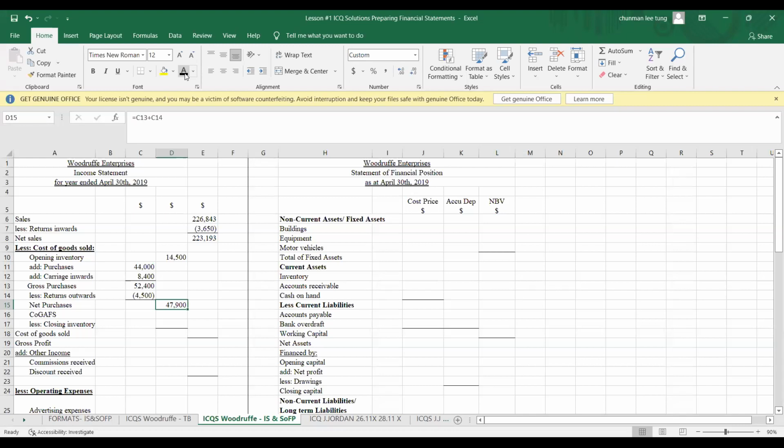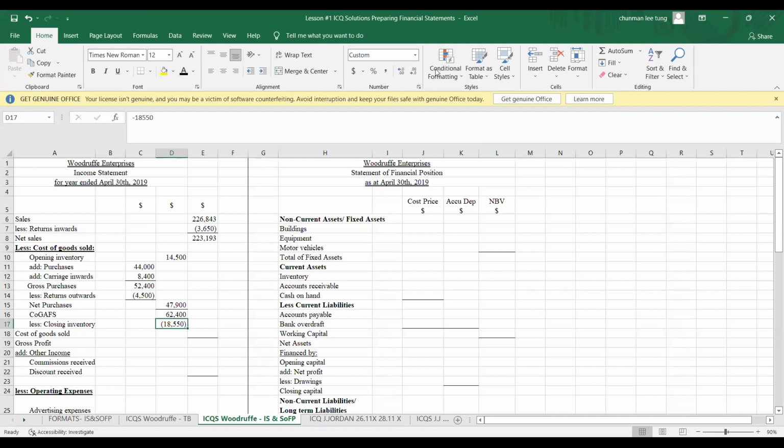So how do we get our cost of goods for sale figure? We need to add the 14,500 and the 47,900. And we should get 62,400. Now, we left our closing stock. How did I know my closing stock figure was 18,550? Well, going back to the question, this will not be in the trial balance. We said closing stock will be outside of the trial balance.